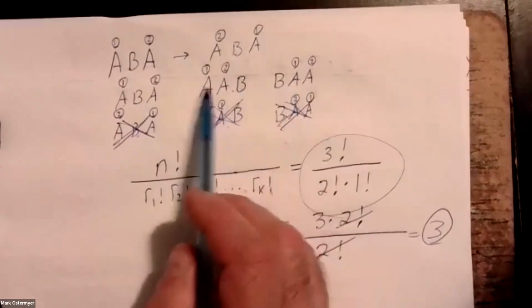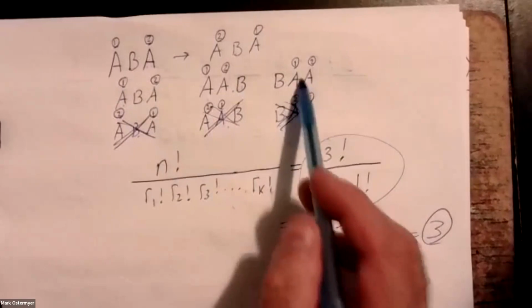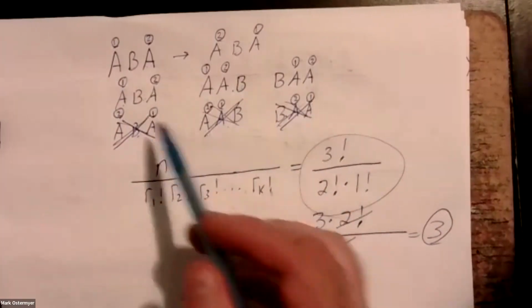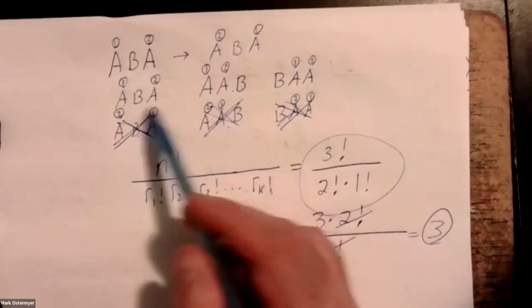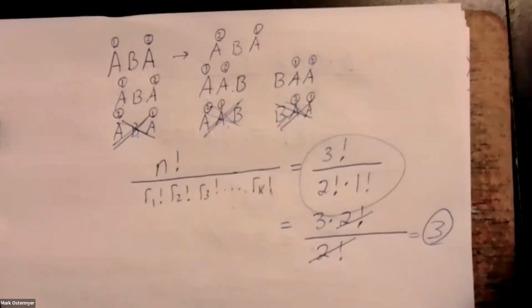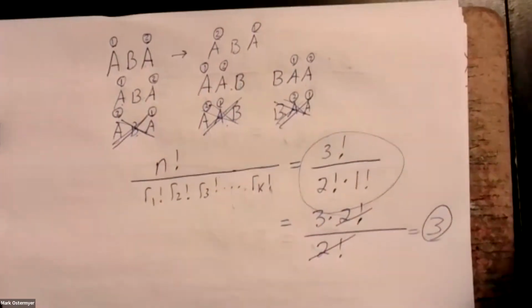These are not unique. That's why we're going to divide by 2 factorial times 1 factorial to reduce the possibility of double counting non-unique arrangements. Everybody see that there? So we have to be careful when we have repeated characters or letters.